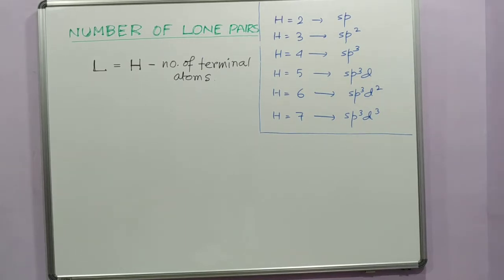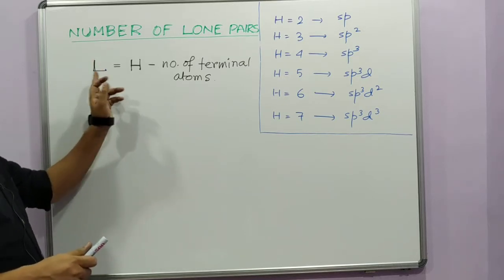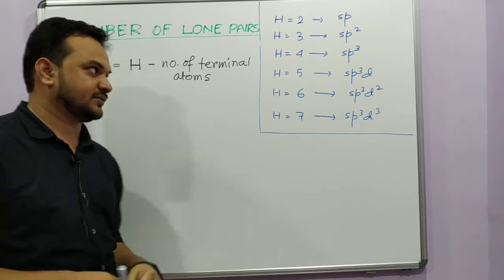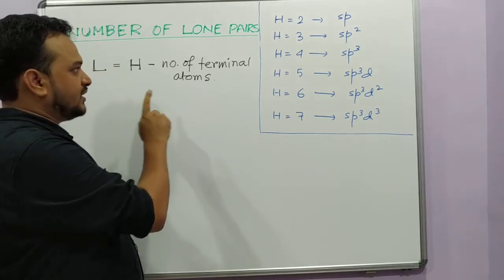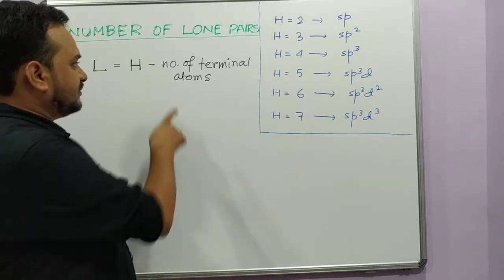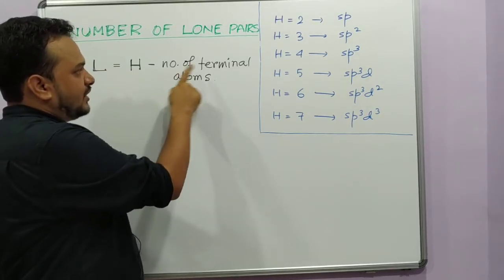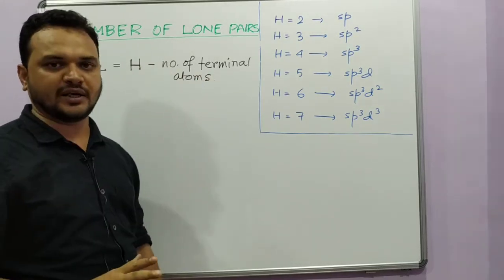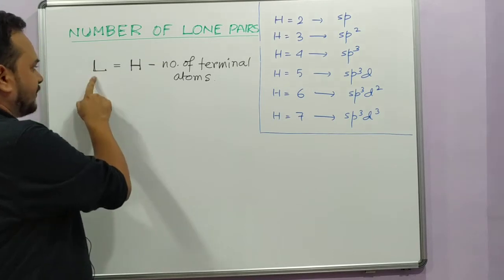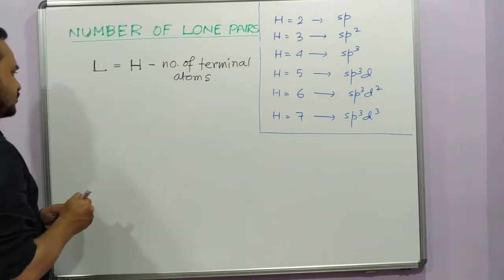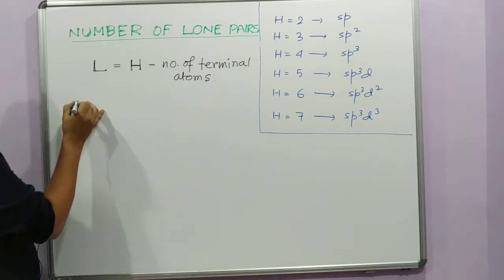To calculate the number of lone pairs, the formula is number of lone pairs L equals H minus number of terminal atoms. Be careful, in the previous formula it was the number of monovalent terminal atoms, but here the formula consists of the number of terminal atoms. Here you don't need to distinguish between monovalent or divalent. The formula says number of lone pairs equals H minus number of terminal atoms. So let us quickly apply this rule for some molecules.